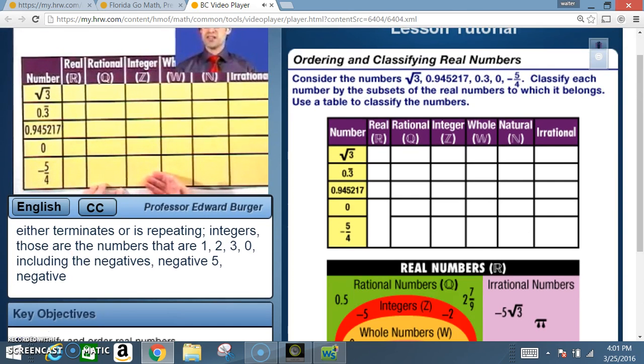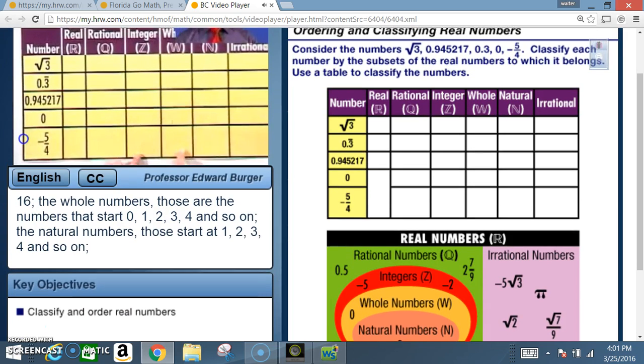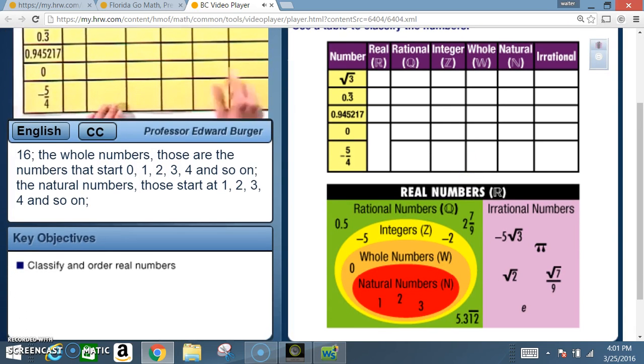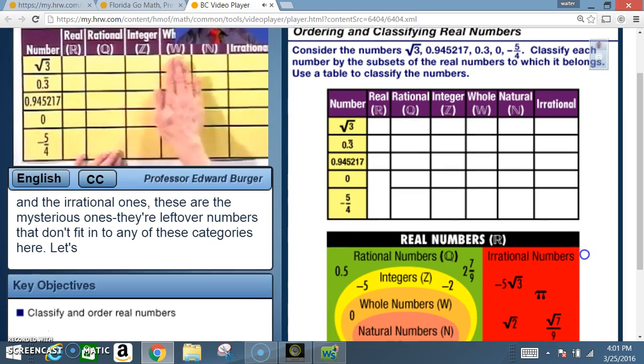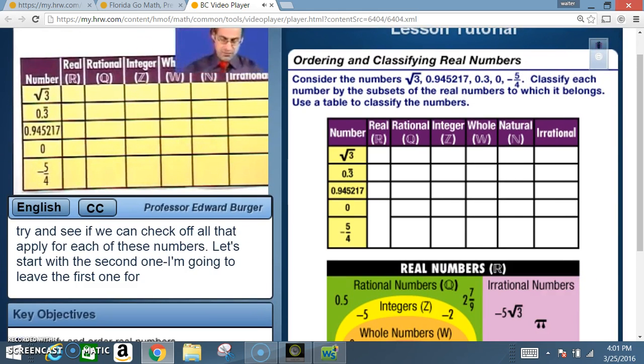Integers, those are the numbers that are 1, 2, 3, 0, and also the negatives, negative 5, negative 16. The whole numbers, those are the numbers that start at 0 and then go 1, 2, 3, 4, and so on. The natural numbers start at 1: 1, 2, 3, 4, and so on. And the irrational ones, these are the sort of mysterious ones. They're the leftover numbers, the numbers that don't fit into any of these other categories right here. So let's try and see if we can actually check off all that apply for each of these numbers.